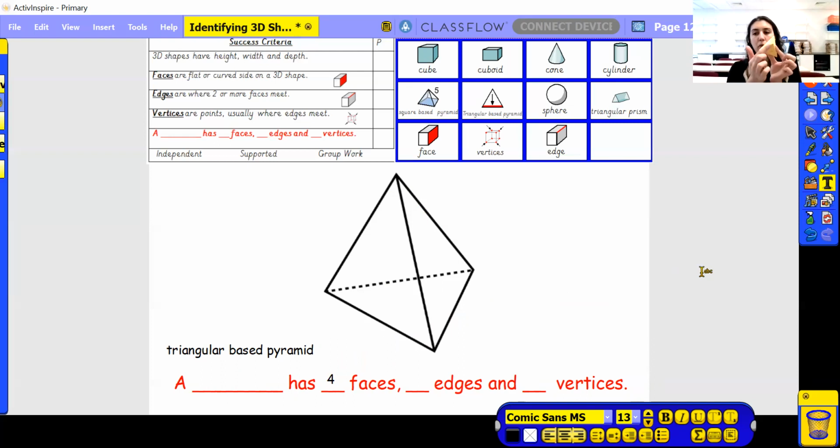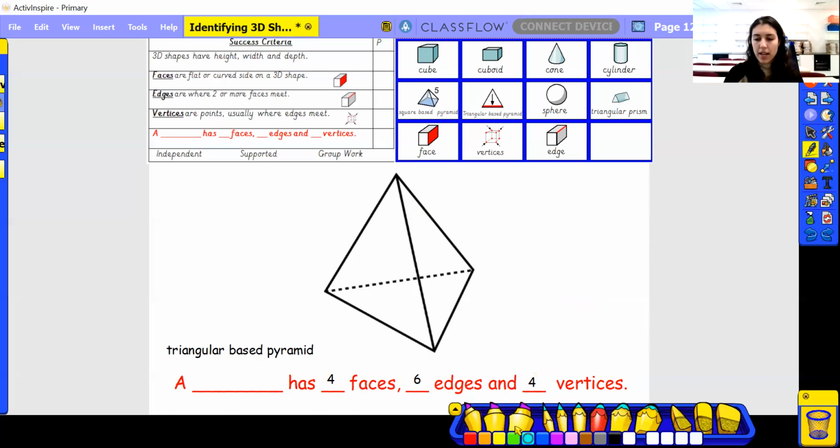Count those edges then. 1, 2, 3, 4, 5, 6. It's got 6 edges. And let's count those vertices. 1, 2, 3, 4. 4 vertices. So hopefully you can see on here, it's got 1 face here, 2 faces here, 3 faces, 4 faces. You can see that it's got 1, 2, 3, 4, 5, 6 edges, and hopefully you can see it's got 1, 2, 3, 4 vertices. Let's say our STEM sentence together. Our triangular based pyramid has 4 faces, 6 edges, and 4 vertices.